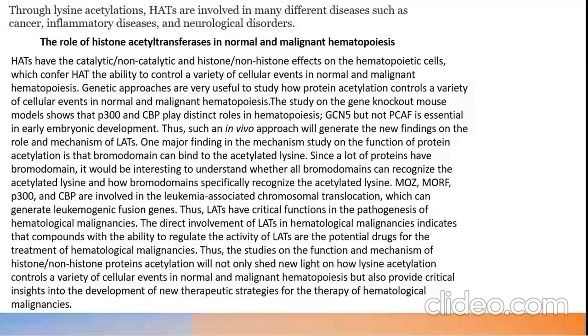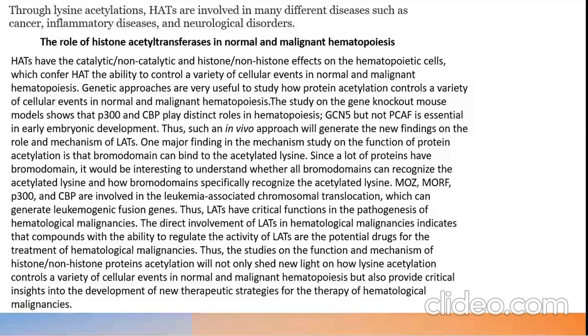When they were doing the study, they wanted to know how HAT actually affects the cellular events in normal and malignant hematopoiesis. They were doing the studies in a mouse model, and all the approaches were in vivo, within the organism, so that they would get to know the role and the mechanism of the histone acetyltransferases. When they were conducting the study, they were able to see that P300 and CBP play distinct roles in hematopoiesis.